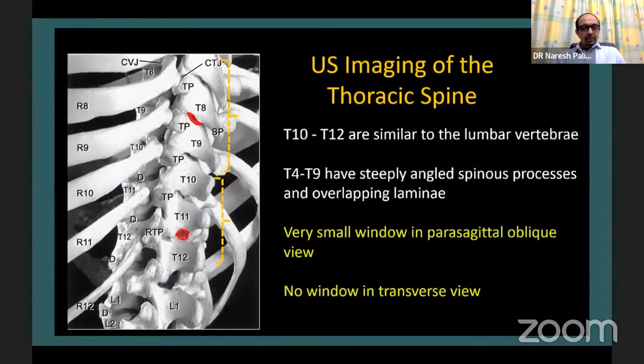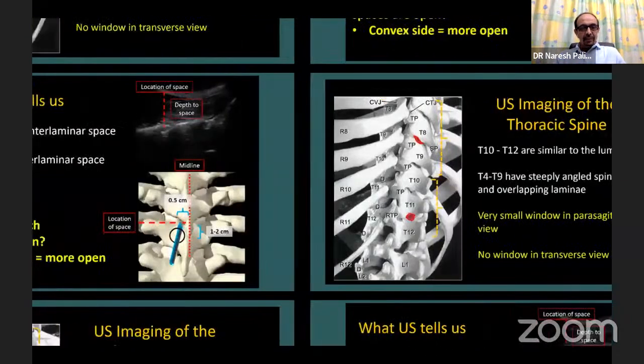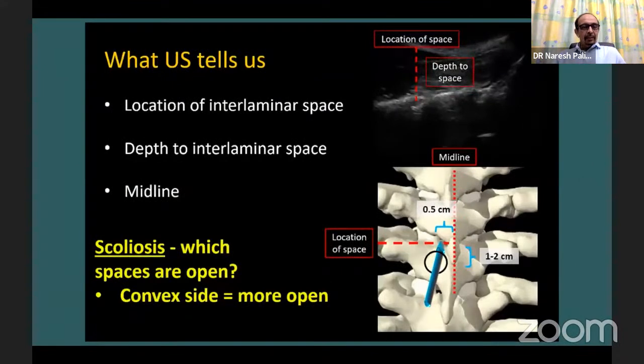Ultrasound imaging can be used, but there is a very small window in parasagittal oblique view at mid-thoracic levels, and there is usually no window in transverse view. I'm just learning to use this modality for thoracic spaces, but it's not as easy as lumbar spinal. What ultrasound tells us is the location of the interlaminar space, depth to the interlaminar space, midline, and which side to use, especially in scoliosis. The convex side is more open and can be located with ultrasound.